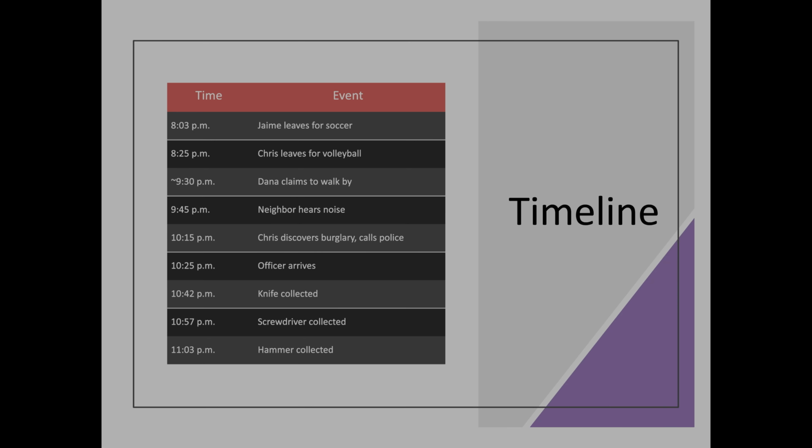Here's the key timeline. At 8:03, Jamie leaves, and at 8:25, Chris leaves. At 9:45, a neighbor hears a noise. At 10:15, the crime is discovered, and from 10:42 to 11:03, evidence was collected. This supports a narrow window of time and aligns with the lack of an alibi for Alex.